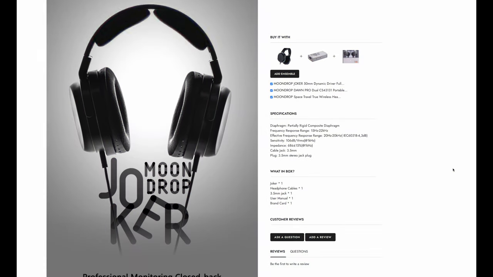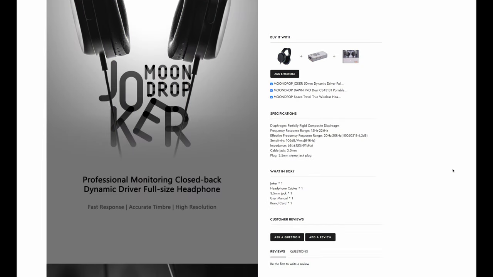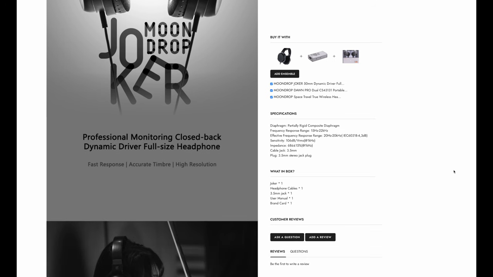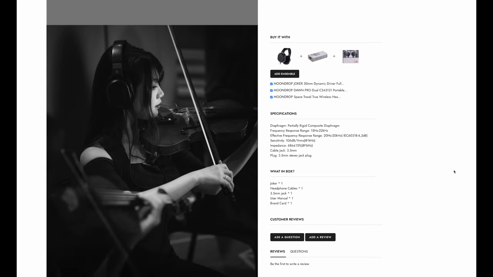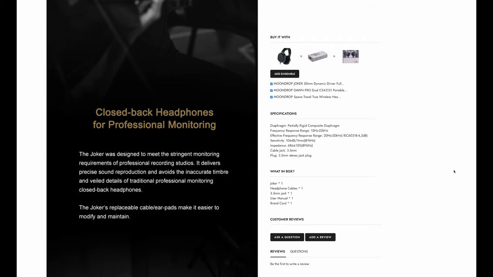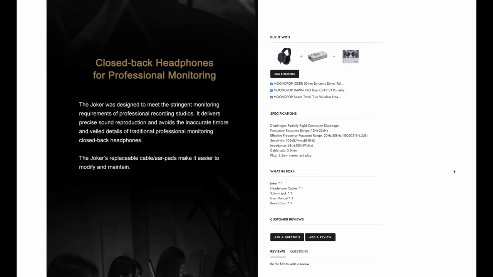Moondrop says that the Joker is a professional monitoring headphone. They claim that the drivers are tuned for fast response, accurate timbre, and high resolution. The marketing aims this headphone directly at recording studios, or at least applications where artists need to monitor their productions.